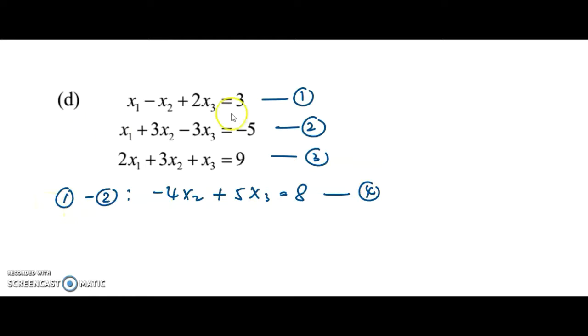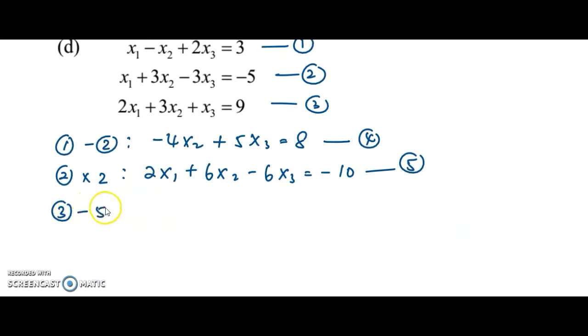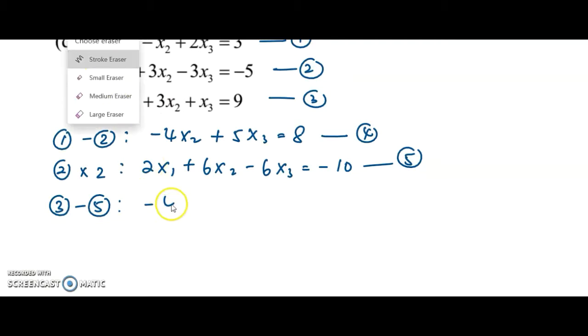And later on, I'm going to take the equation 2, multiply by 2 so that the coefficient of the x1 become 2x1 like that. So later on, the 2x1 here can be eliminated with the 2x1 in the equation 3. So let's see what we got when it is multiplied by 2. So I have 6x2 minus 6x3 equals to negative 10, and I name this as the equation 5. After that, taking the equation 3 minus equation 5, which 2x1 minus 2x1 will be eliminated.